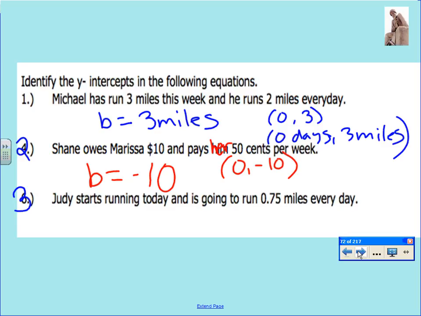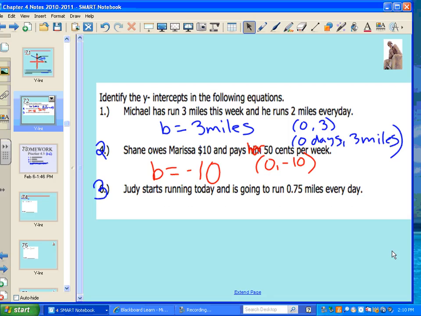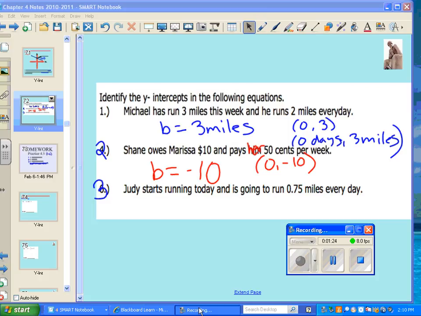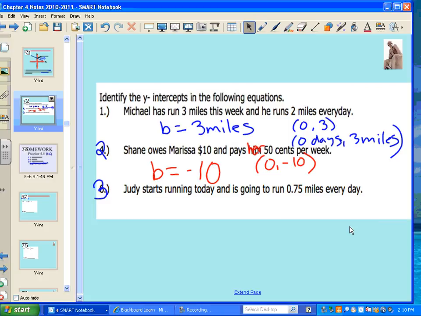Okay. Number 1, let me just go back to number 1 real quick. We talked about Michael has run 3 miles this week, and he runs 2 miles every day. So we determined that the y-intercept was 3 miles because that's the starting point. We then took the y-intercept and rewrote it as (0, 3), putting our labels in: x is days, y is miles, so 0 days, 3 miles. So we end up writing it like that as an ordered pair with labels. You want to make sure that you're always doing that.